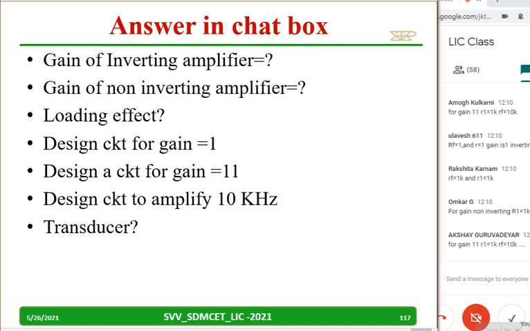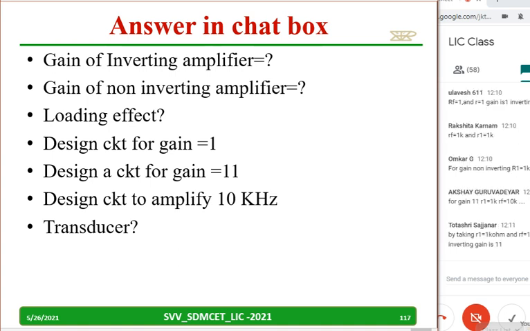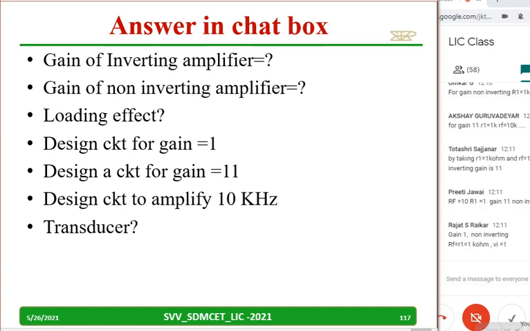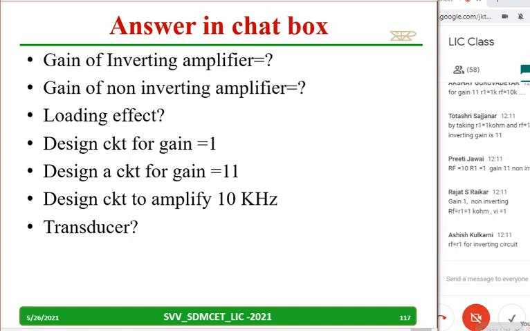And what do you mean by transducer? Hope all of you have studied a transducer. By taking R1 ohm, the gain of a non-inverting amplifier is 11. Okay, 11 is correct, Totashri, and Preeti Jadhav also says gain is 11, non-inverting, correct, and Rajat is okay. Non-inverting is correct, Rajat, but for inverting you have to think. Ashish Kulkarni is telling R1 equal to RF, but if I don't want any phase shift, it's not -1; you can say 1 with a phase shift equal to 0. What is your idea next that you have to think?